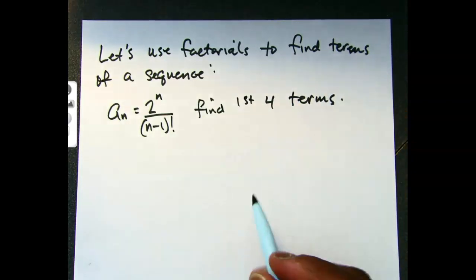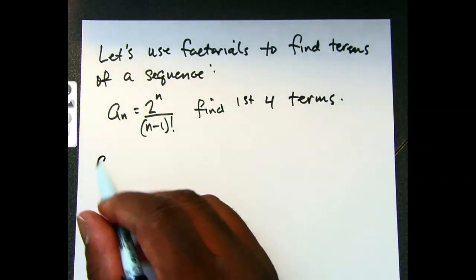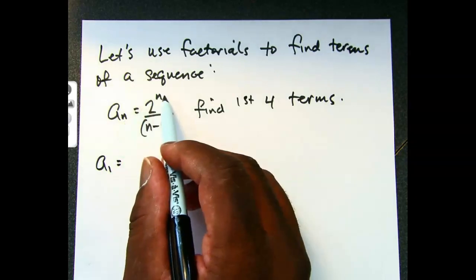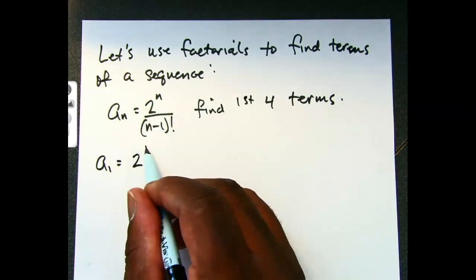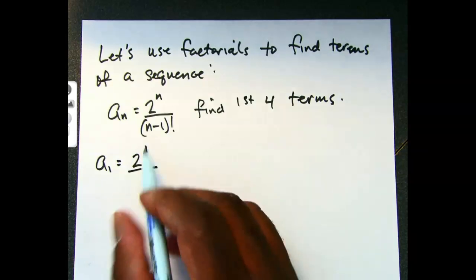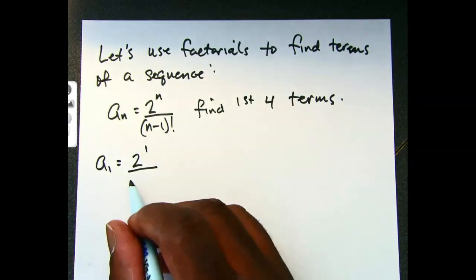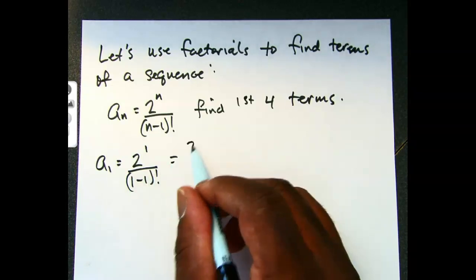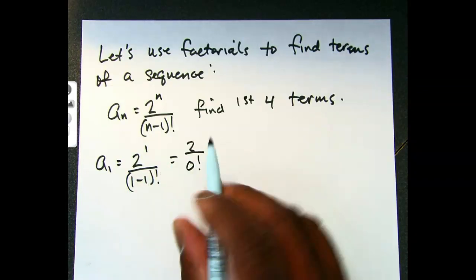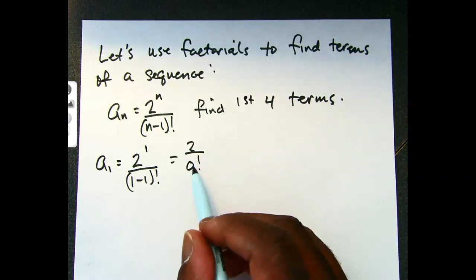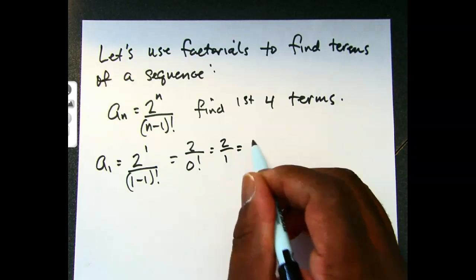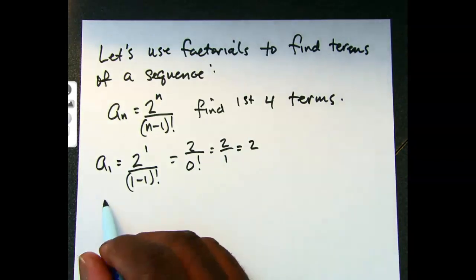All right, so a sub 1, well, everywhere you have an n, you're going to replace it with 1. So that's going to be 2 to the first over 1 minus 1 factorial. So it'll be 2 over 0 factorial. And then we know that our definition of 0 factorial is 1. So 2 over 1 is 2. So that's our first term.